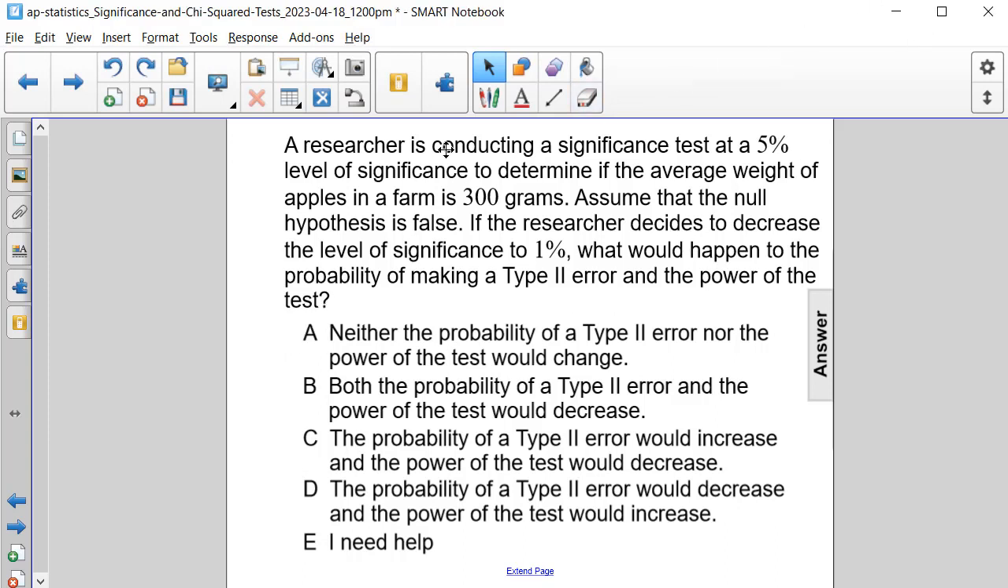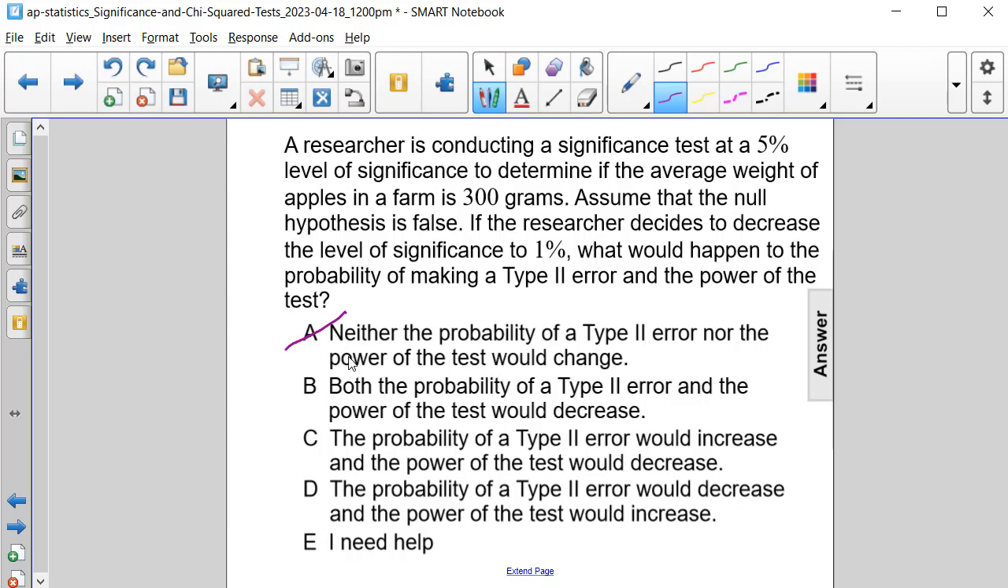Well, we can say definitely that option A is incorrect because changing the level of significance can affect both the probability of the type 2 error and the power of the test. So having neither of them being impacted is completely wrong. Option B is also incorrect because decreasing the significance level increases the probability of a type 2 error and decreases the power of the test. Answer choice B has both of them being decreases.